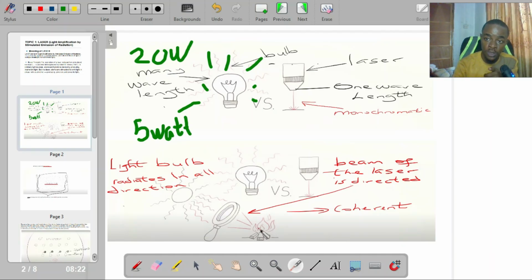Once you turn it on and you put an object, even one that is not flammable, it will ignite. Mostly if you try it with wood, it will ignite. So it shows you how powerful it is. All right, now moving on. Let's see what it really entails in that laser. What is really going on in the laser.